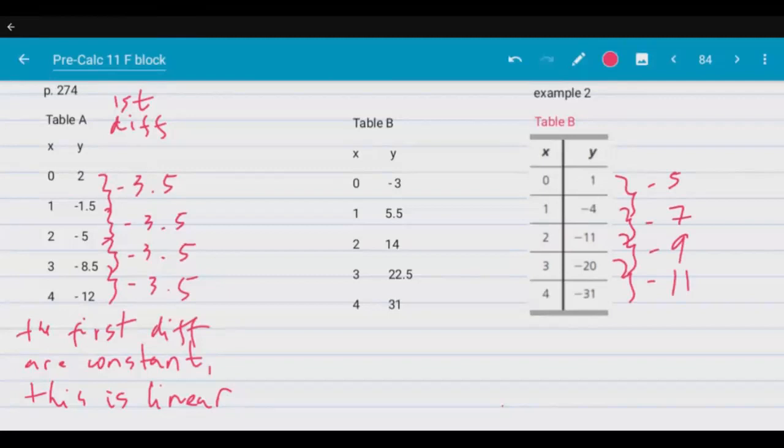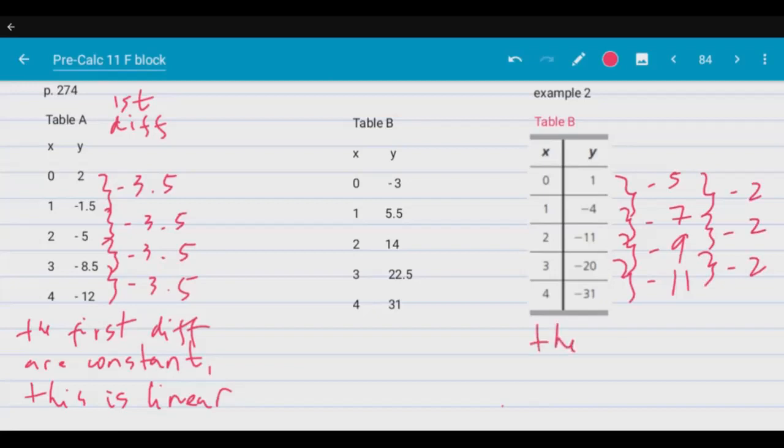The first differences are decreasing by 2. So it's sort of the second difference. Some people would say it that way. This one would be -2, -2, -2. So when the second difference is constant, or as the first differences decrease by the same number, the function is quadratic.